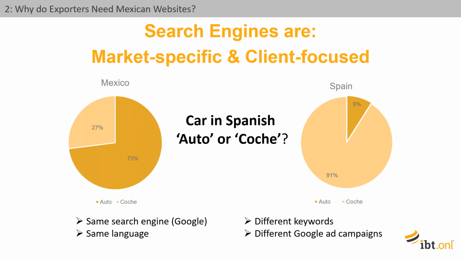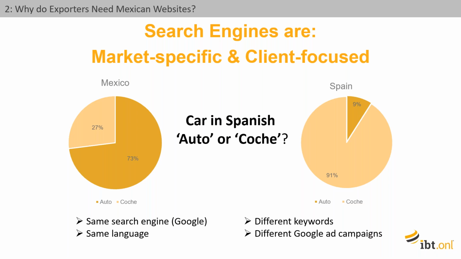27% of the people actually even looking on the internet in Mexico. And conversely, if you were looking to target the Spanish market and use the word auto, as for Mexican Spanish, only about 9% of people searching for car in Spanish in Spain use the word auto. So make sure that you have the right keywords for the right markets. And again, this is just an example of localization and specification. So for the Mexican market, you want Mexican keywords.